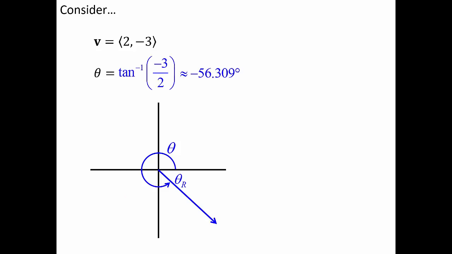And just like before, I'm going to get the same negative 56.309 because it's going to be the same reference angle each time. I'm in the fourth quadrant, so that's why it's going to come out to be negative. This time, though, keep in mind, negative 56.309 actually is a fourth quadrant angle. Negative 56 degrees is this guy right here, which is technically a correct answer.